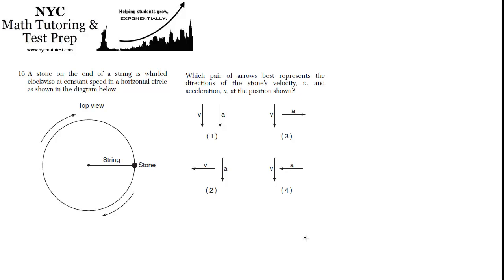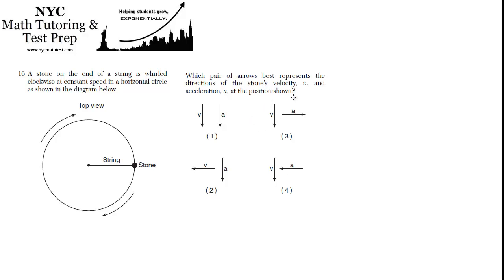16. A stone on the end of a string is whirled clockwise at constant speed in a horizontal circle, as shown in the diagram below. So this stone is getting whipped around in a circle. Which pair of arrows best represents the directions of the stone's velocity, v, and acceleration, a, at the position shown?